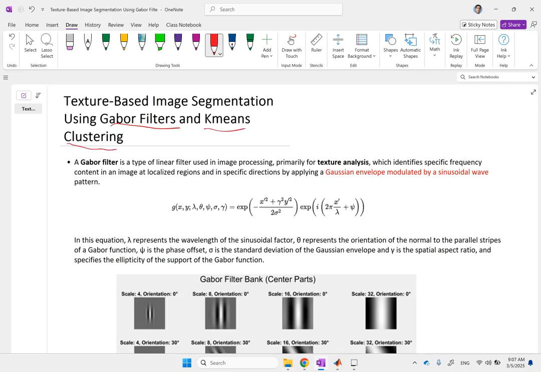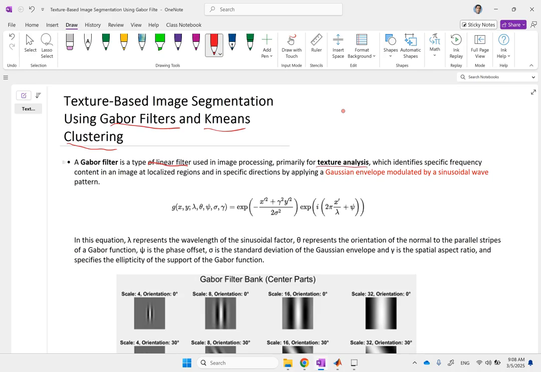Since I have never covered Gabor filters in my previous videos, I want to briefly mention that, and then I'm going to show you how to do this segmentation. Now I have videos on K-means clustering, so I just need to cover Gabor filters. A Gabor filter is a linear filter. First of all, that is very important because applying linear filters can be done by convolution, and it is much faster than nonlinear filters like a median filter. We use it primarily in texture analysis.